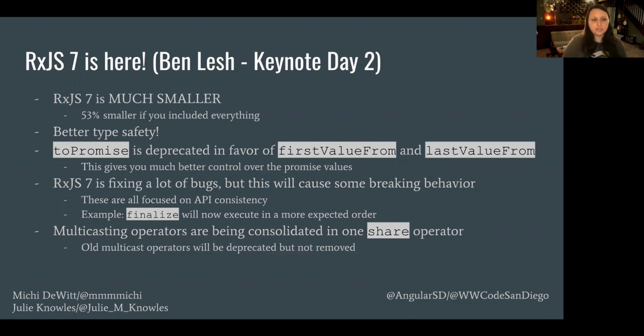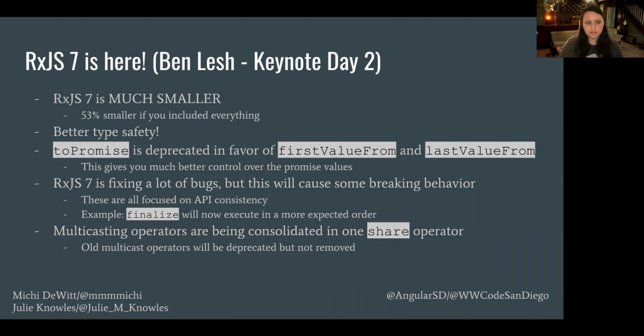They've also deprecated toPromise. This is something they've been talking about for a while. I think most people probably knew this was coming. The time has finally arrived. toPromise is deprecated. So now instead you should use firstValueFrom or lastValueFrom. So if toPromise is something that you use a lot in your code base, definitely make sure that you check this out and choose the right operator for what you need.